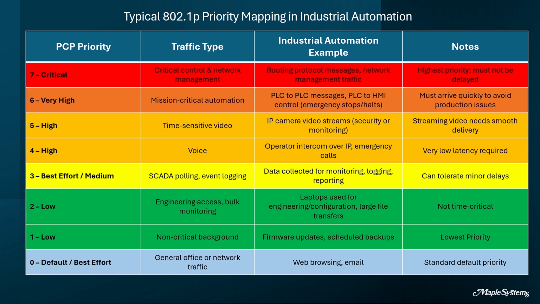Then your low, 2 to 1, engineering access. So laptops used for engineering, large file transfers, firmware updates, scheduled backups. That's not time critical, so that's a lower priority. And then at 0, you have your general network traffic. That's like web browsing, emails, that's standard default priority. So this is the typical priority mapping for an industrial automation plant. Now, an industrial automation plant could have different levels of priority, but this is just an example.